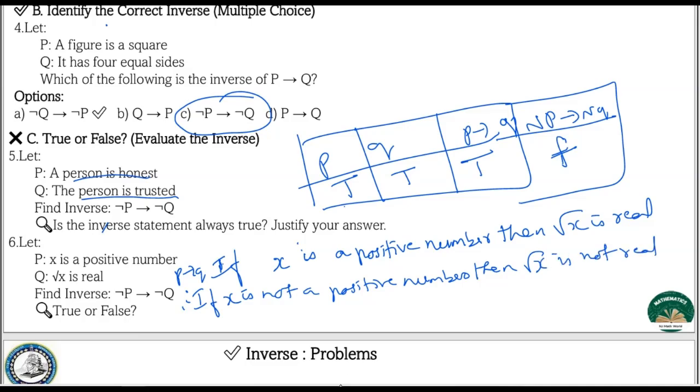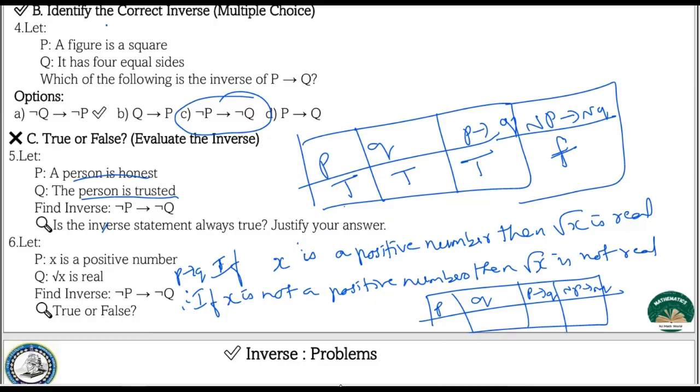Then what is the table for this? It will be P, Q, P implies Q, negation P implies negation Q. So P, x is a positive number. Suppose we take it as true. Root x is real. For a positive number, root x will be real. It is also true. The answer will be T, and the negation will be false.